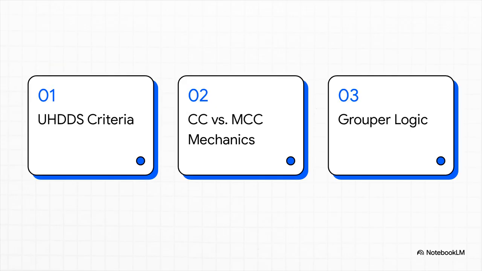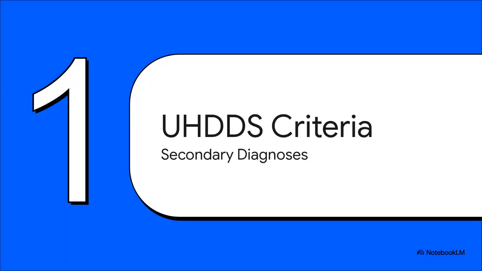Here is our game plan for today's explainer. 1. The UHDDS criteria for secondary diagnoses. 2. The mechanics of CCs and MCCs. And 3. Exclusions and DRG grouper logic. Okay, let's dive into this. Part 1. UHDDS secondary diagnosis reporting criteria.